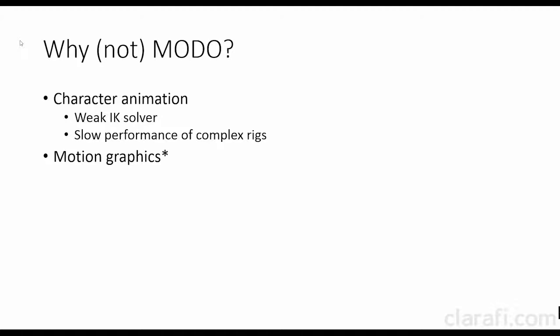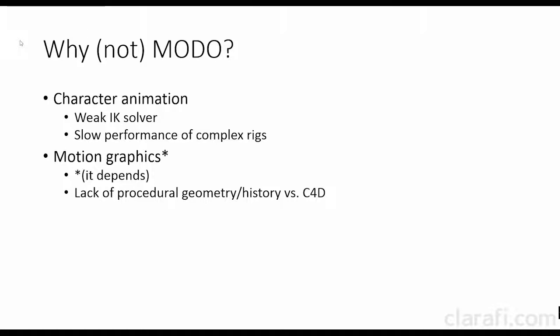And while there are rigging kits and some really good rigging tutorials and a lot of really interesting things you can do with deformers and stuff, as rigs get more complex, performance is notably slow. Motion graphics, with an asterisk, because it really does depend. If you are coming from Cinema 4D as a motion graphics artist, the lack of history, the lack of procedural geometry creation is going to crimp your style. There are things that you can do in Cinema 4D that you can't easily duplicate in Modo.